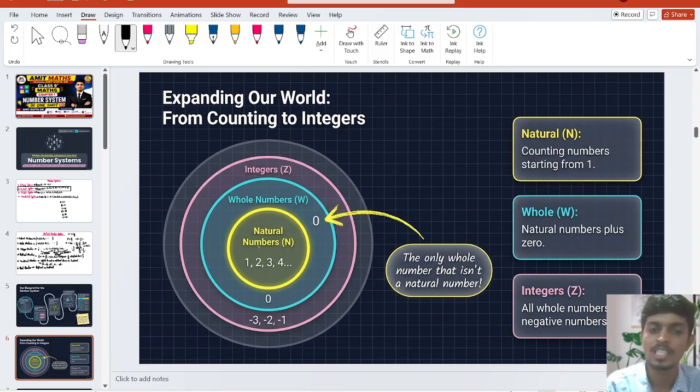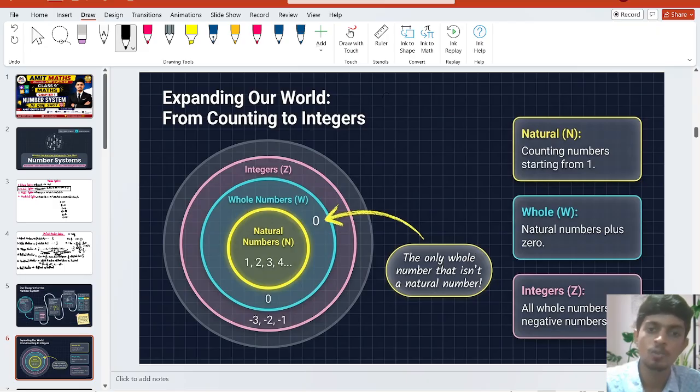Natural numbers, as I told you, 1, 2, 3 and so on, are represented by the set capital N, whole numbers by capital W, including 0 in natural numbers, and integers including negative integers. Here you see counting numbers starting from 1, known as natural numbers. Whole numbers: natural numbers plus 0. Adding 0 to natural numbers, you get whole numbers. Integers: all whole numbers plus negative numbers. Integers mean all whole numbers including negative integers.